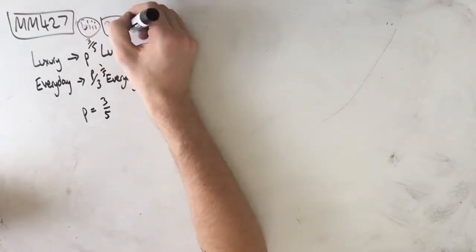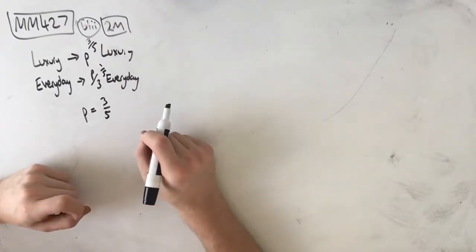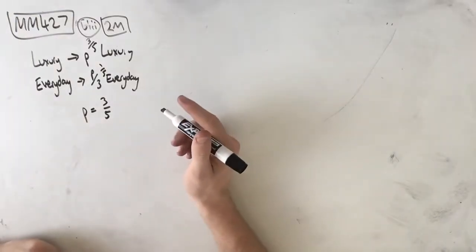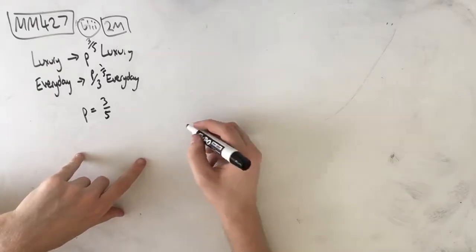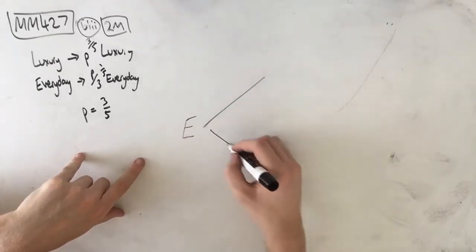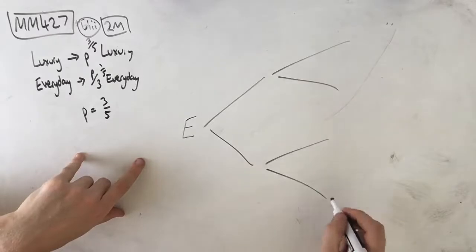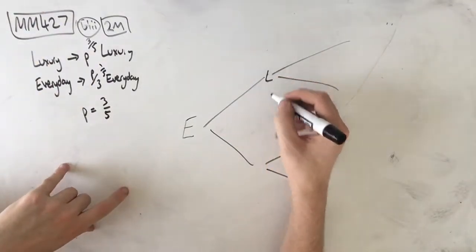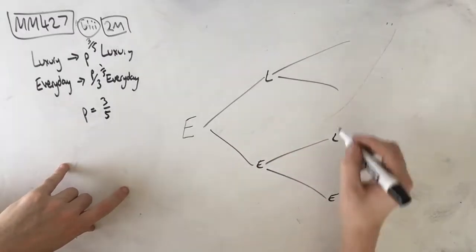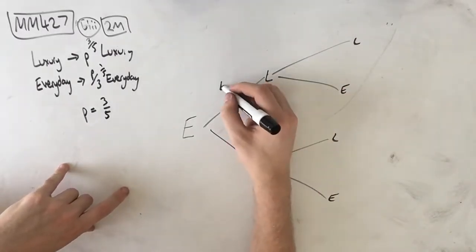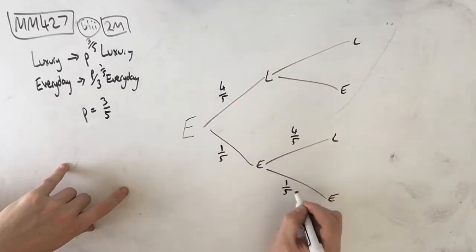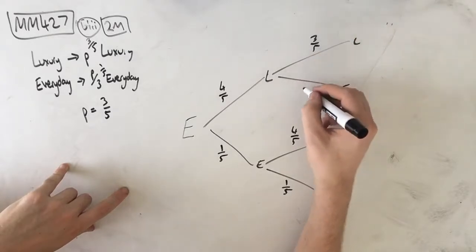2 mark question. It says, find the probability that the second car sold is a luxury car, given that the first and third cars sold are everyday cars. Alright, so if our first car sold is an everyday car, then our tree diagram is actually going back to our previous BI tree diagram. So we've got our luxury, everyday, luxury, everyday, luxury, everyday. This is 4 in 5, 1 in 5, 4 in 5, 1 in 5, 3 in 5, 2 in 5.